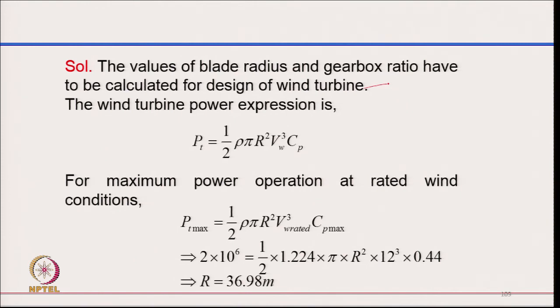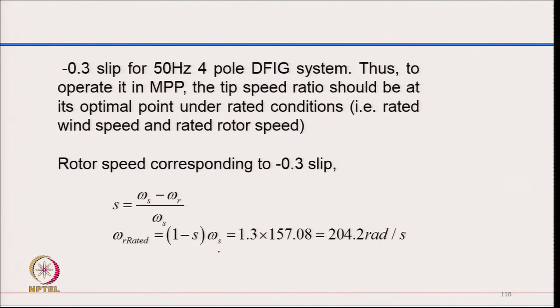So, this is the wind turbine power extraction, where these are the wind velocity, the diameter of the wind turbine, and this is the output power with the coefficient of power. So, putting all the data into the relation, we get the radius of the wind turbine for a given power of about 2 megawatt. And coming to the minus 0.3 slip for a 50 Hz 4 pole DFIG.